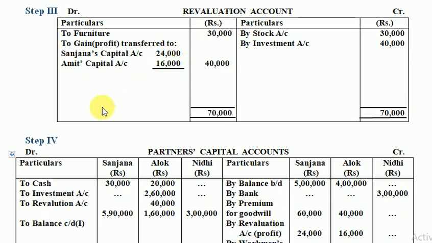Now we will move with step 4 where we are drawing partners' capital account, which always starts with the opening capital of the old partners, which is 5 lakh and 4 lakh. Then the capital brought by the new partner Nidhi, which is 3 lakh. Distribution of premium for goodwill between the sacrificing partners Sanjana and Alok, 60,000 and 40,000. Then revaluation profit credited to the partners in revaluation account with 24,000 and 16,000.